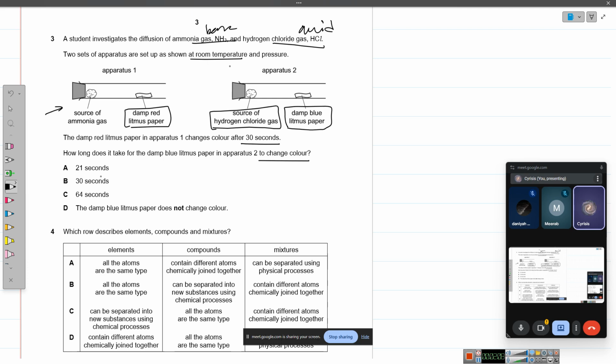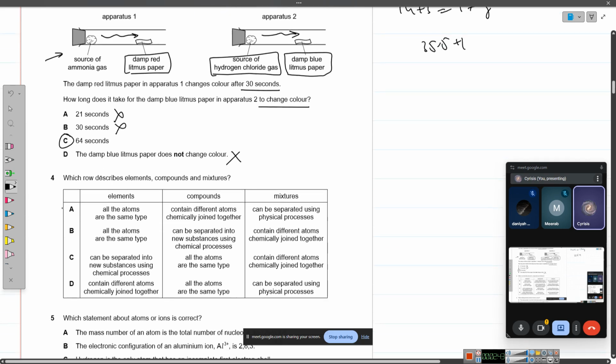Now keep in mind, we talk about their masses, right? Since we're talking about diffusion, how fast things can move, how fast the fumes can move. So, over here, I have 14 plus 3, which is 17 grams, the Mr, and the Mr of this is basically 36.5, 35.5 plus 1, right? So in other words, it's not going to be this, it's not going to be this. Damp blue litmus paper does not change color. That is irrelevant because we're talking about an acid. Acid would turn the blue into red, right? So the only option viable left is 64 seconds, right?